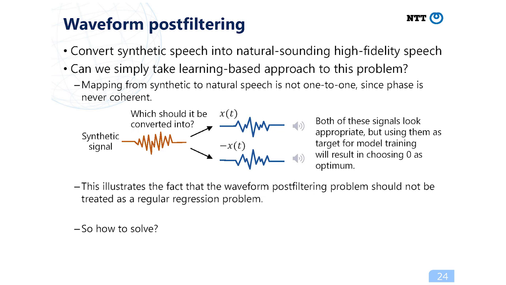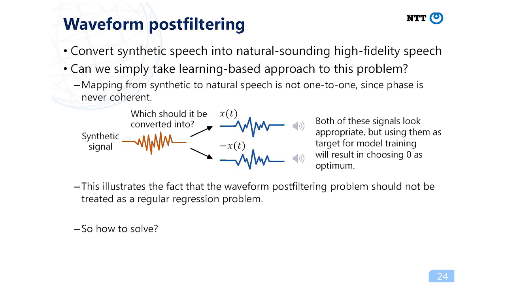Okay, so going back to the problem of waveform post-filtering, the problem here is to convert synthetic speech into natural-sounding high-fidelity speech. Basically, it's a conversion problem, so we could think of simply taking a learning-based approach to this problem. However, it turns out to be difficult. This is because mapping from synthetic to natural speech is not one-to-one, and this is because the phase is never coherent. What I mean by phase not being coherent can be explained in this example.